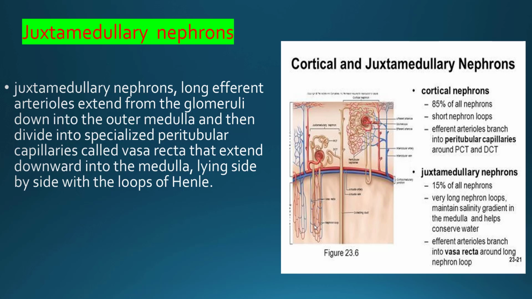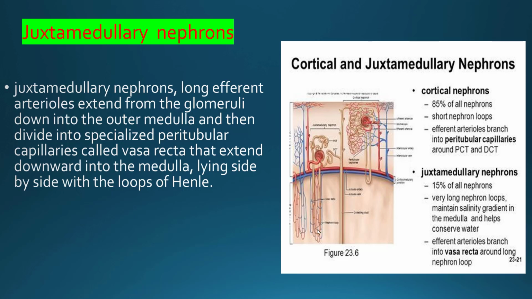In juxtamedullary nephrons, long efferent arterioles extend from the glomeruli down into the outer medulla and then divide into specialized peritubular capillaries called vasa recta that extend down into the medulla, lying side by side with the loop of Henle.